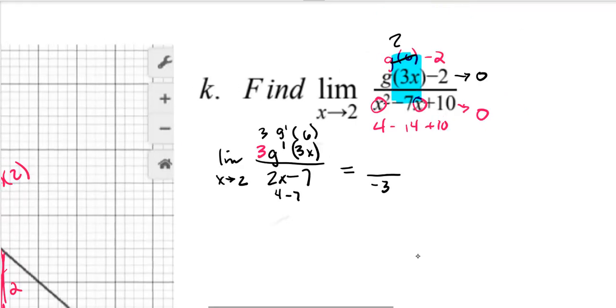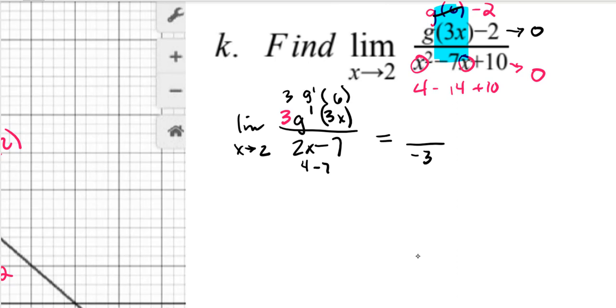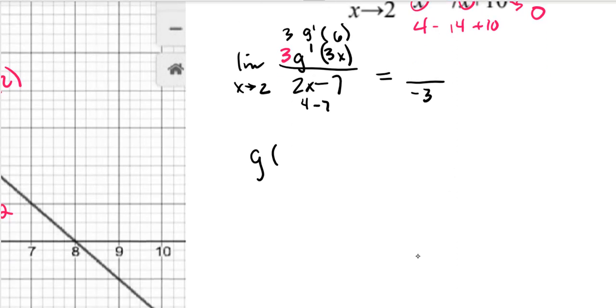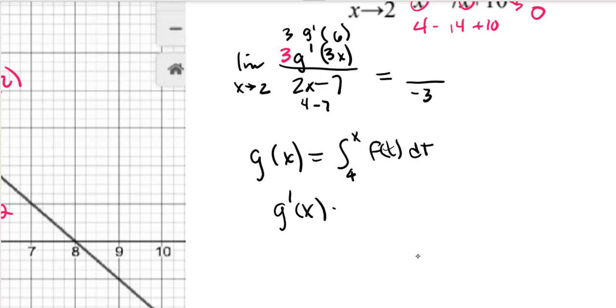So let's just review some FTC stuff here a little bit, right? If g of x is defined to be our function from 4 to x of f of t dt, then that means g prime of x is just going to take us right back to our plain old function, f of x. And it's f of x because there's no number in front of the x. Like if that was 2x, then we'd have to stick a 2 there. But that is not the case here, because we would need to use chain rule if there was a constant in front of the variable there.